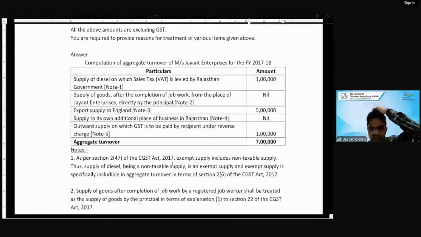Export turnover under IGST, registration compulsory? Okay. Because he's an exporter, he's liable to get registered. Not necessary. If he's an exporter, where does it say that he should compulsorily be liable for registration?